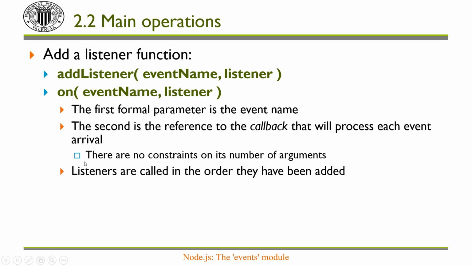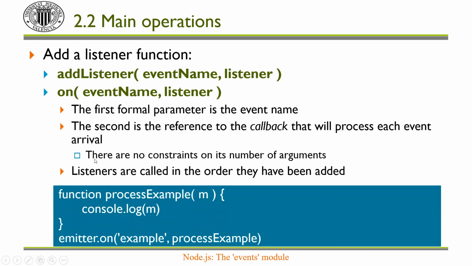And listeners are called in the order that they have been added. We may associate multiple listeners to the same event, and they will be called in the order of registration. Here, we are associating this function as a listener for the example event. So each time we emit example, this function will be called because processExample is the listener for this event.